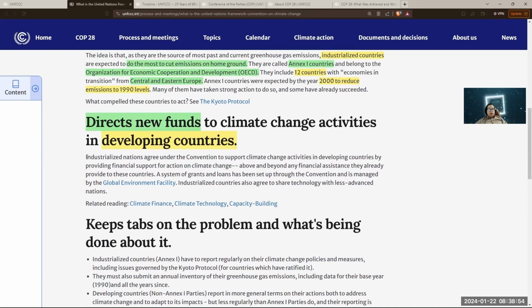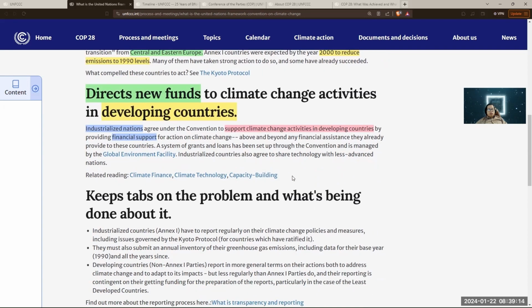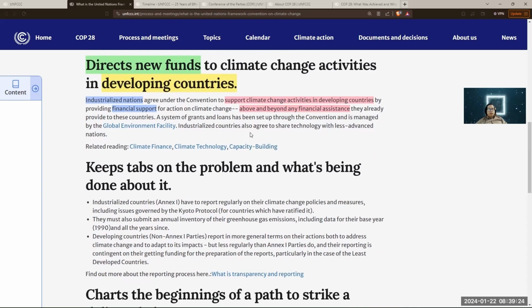Okay, so industrial nations do agree to support the climate change activities of developing countries by providing financial support, above and beyond any financial assistance they already receive. So yeah, that's how we do it. Rich countries fund poor countries for a lot of things. Now we're adding one more thing, climate change.